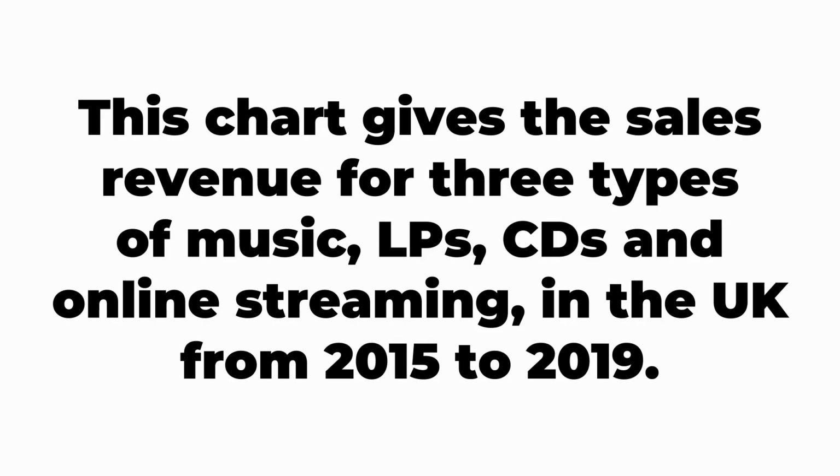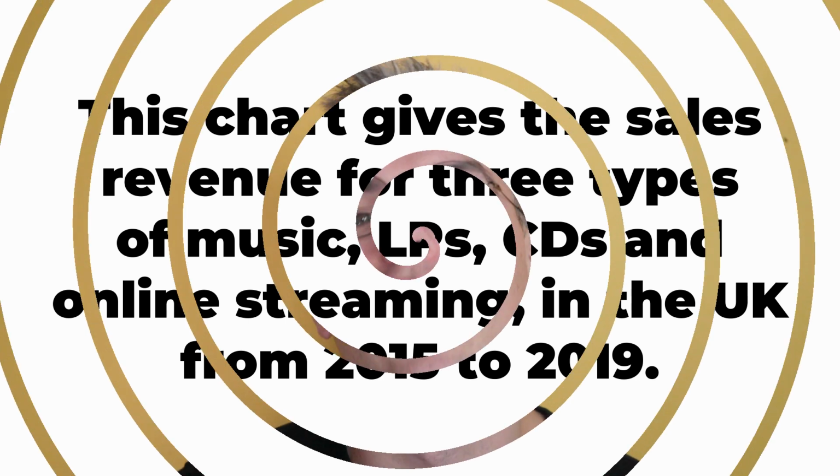So in my answer, I've written, this chart gives the sales revenue for 3 types of music: LPs, CDs, and online streaming in the UK from 2015 to 2019. So I have changed a few things around there. I've changed vinyl to LPs, because I know that's another word we can use. I've changed media or medium to 3 different types. And I've changed sales to revenue. And so by changing a few words and adding that extra information, we can give a really good paraphrase of the question. So the third step is to give our overview.